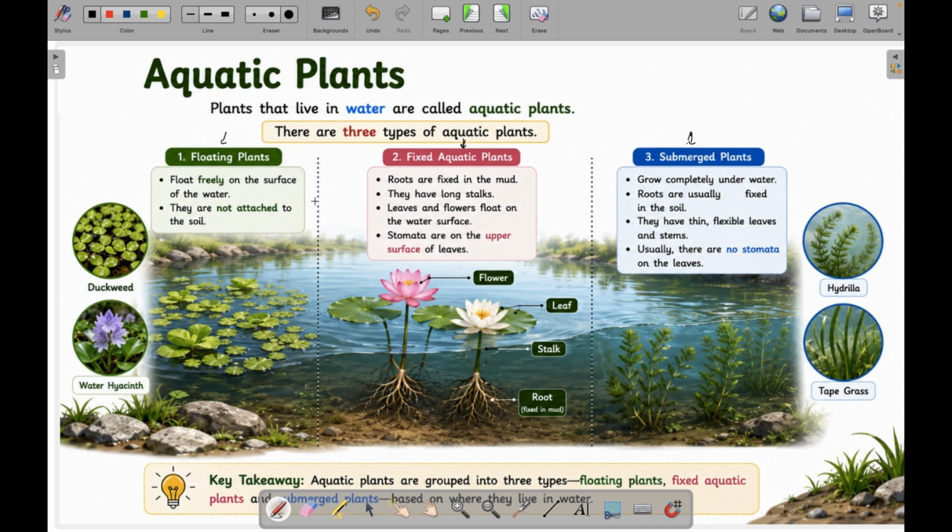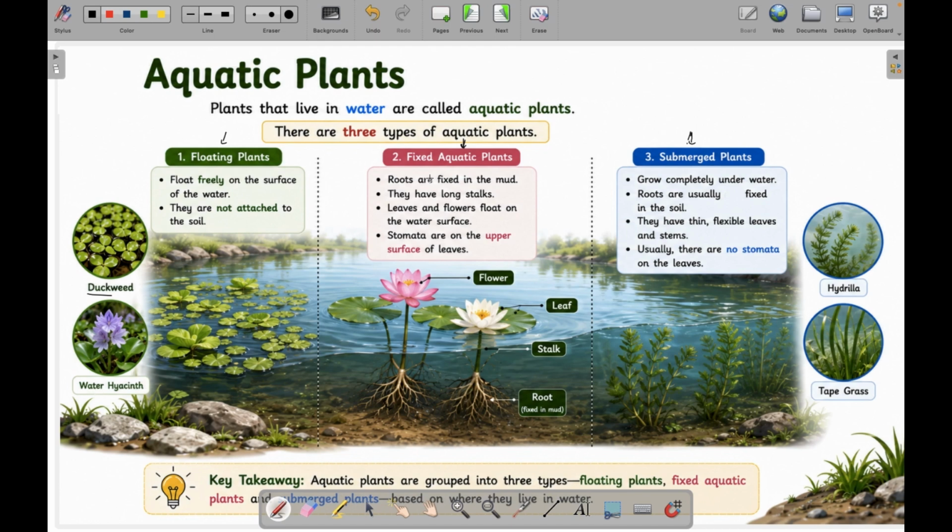Let us see. So the floating plants, they float freely on the surface of water. If you notice this example, it is floating freely on the surface of water, and at the same time the roots are not attached to the soil. The roots are just beneath the surface of water, right? So they float freely on the surface of water and the roots are not attached to the soil. This is the property of floating plants. What are some examples? The first example is duckweed. The other example is water hyacinth.